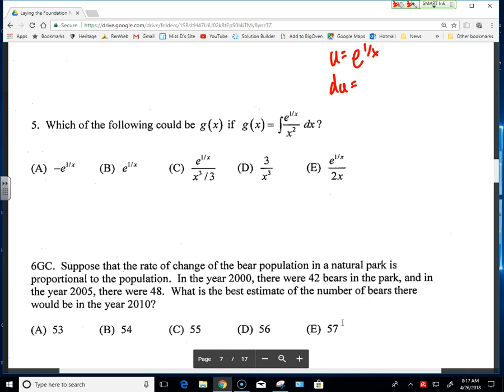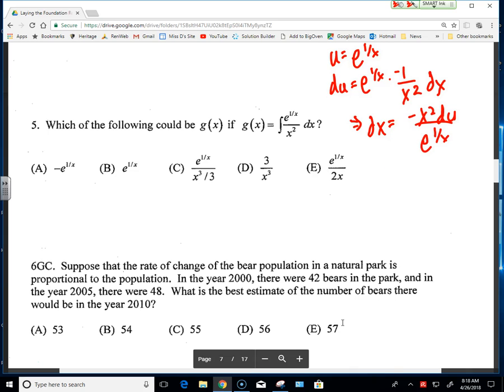What would du be? Good. E to the 1 over x times? Careful. Derivative of u. You were integrating. The derivative of 1 over x. The derivative of x to the negative 1. Bring down the negative 1. Make it a negative 2. Wait. X squared is a part of the derivative of... Now we could try to solve, and if we did try to solve, we would get dx is equal to negative x squared du all over e to the 1 over x. Wait, what? Everything cancels? Why does everything cancel?